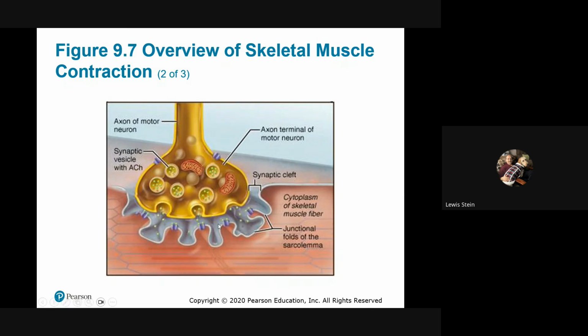It's such a tiny space. There's a ton of granules and there's a ton of receptors. And that signal gets passed almost instantaneously.